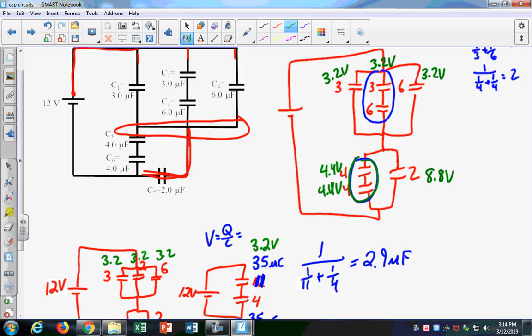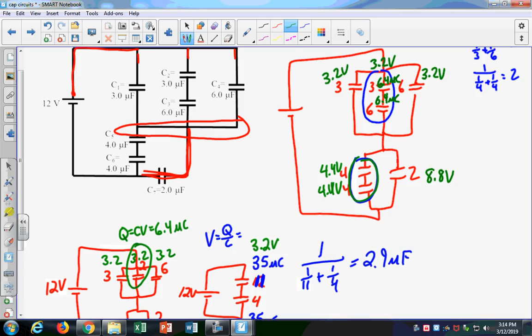But I can look back down here, which is the equivalent capacitor of that 3 and the 6. I figure out its charge, Q equals CV, or 6.4 microcoulombs. And then I realize that this has 6.4 microcoulombs, and this has 6.4 microcoulombs. With me? Yeah? William?